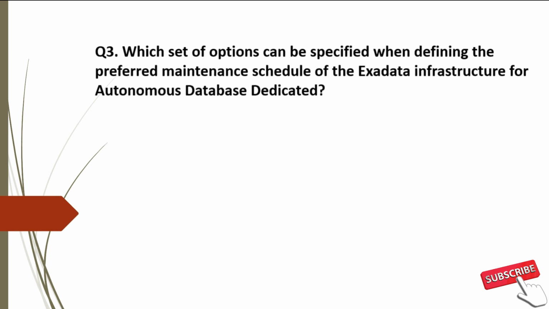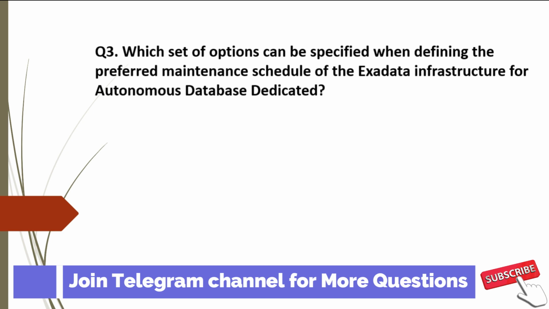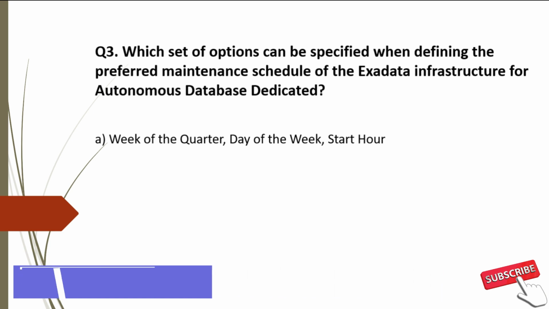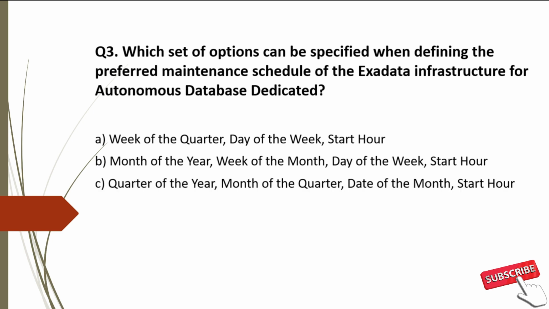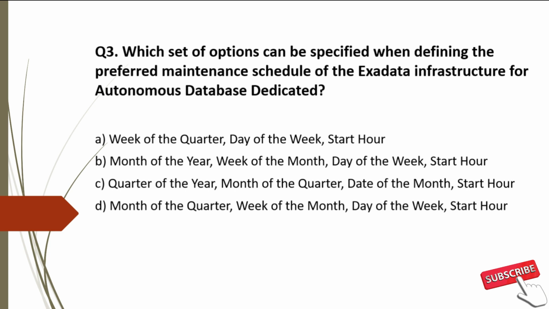Question 3. Which set of options can be specified when defining the preferred maintenance schedule of the Exadata infrastructure for autonomous database dedicated? And the options are A. Week of the quarter, day of the week, start hour. B. Month of the year, week of the month, day of the week and start hour. C. Quarter of the year, month of the quarter, date of the month and start hour. And D. Month of the quarter, week of the month, day of the week and start hour.